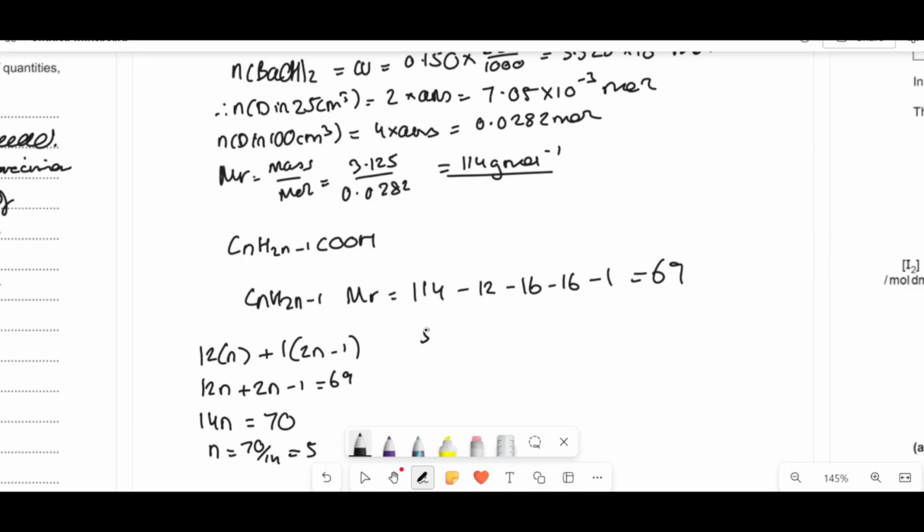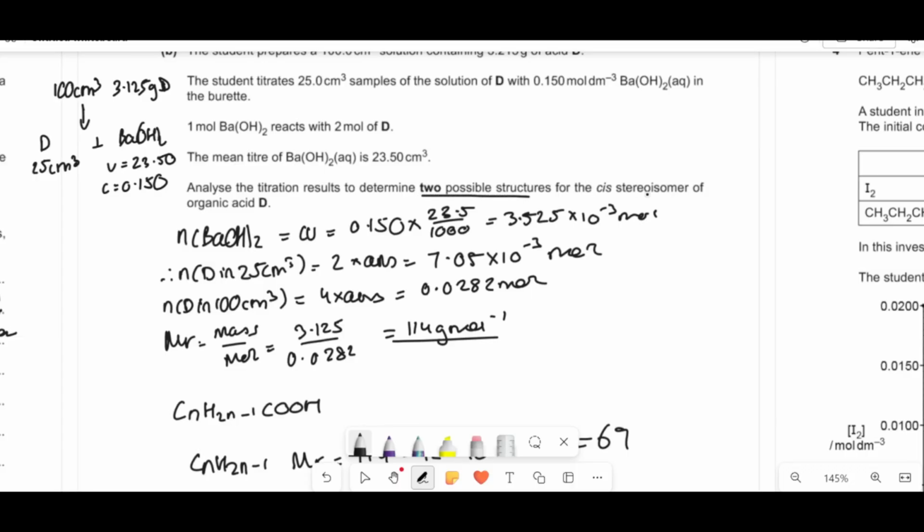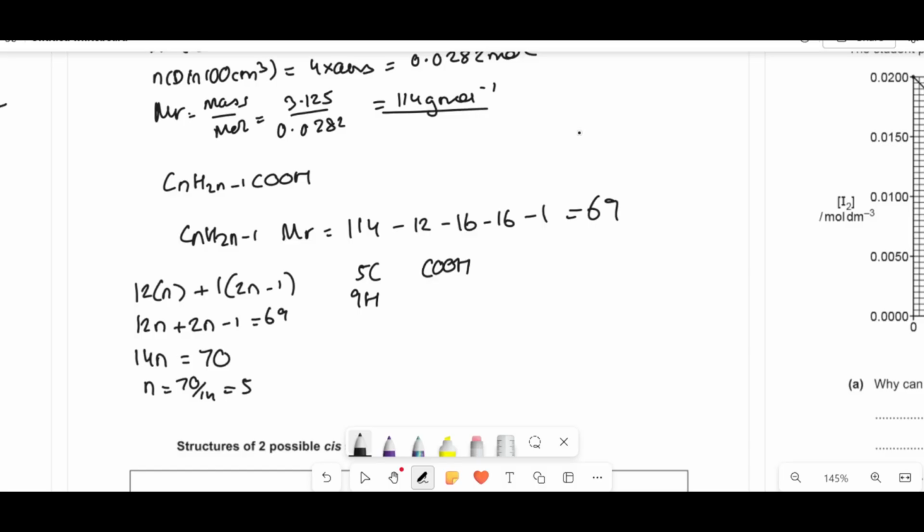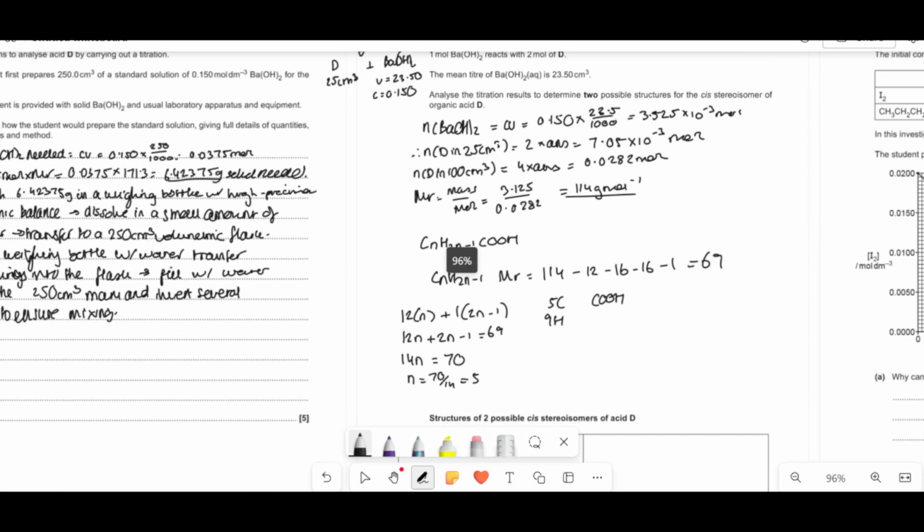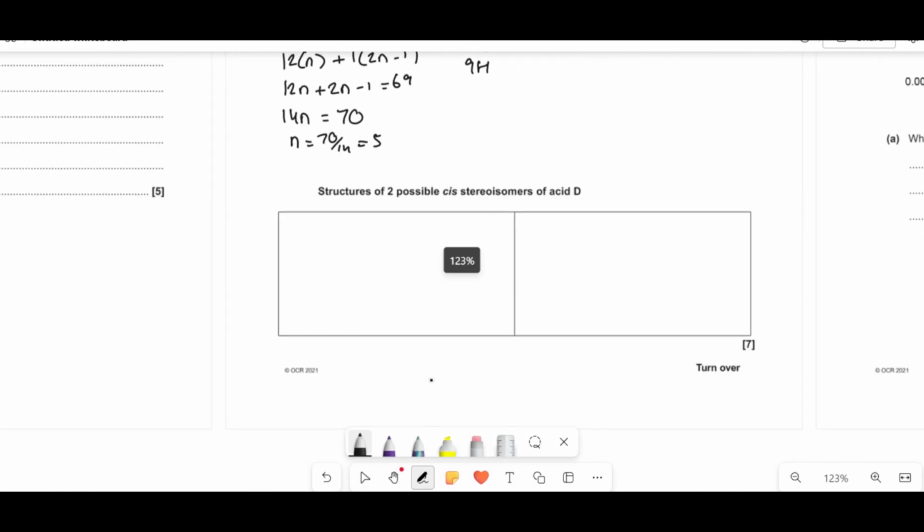So now we know we have 5 carbons, and we've got 2n minus 1. How many hydrogens do we have? We have 9 hydrogens, and we know that we also have a COOH as well. So now we need to figure out 2 possible structures for the cis stereoisomer of organic acid D. If it is cis-trans isomerism, then each carbon in the double bond has hydrogens on it. Otherwise, it's E/Z.